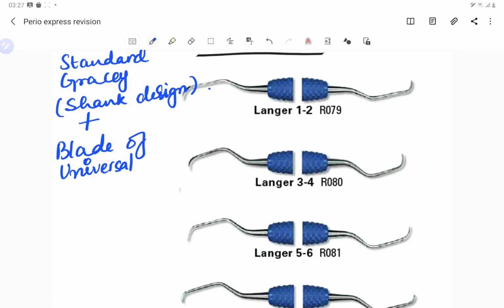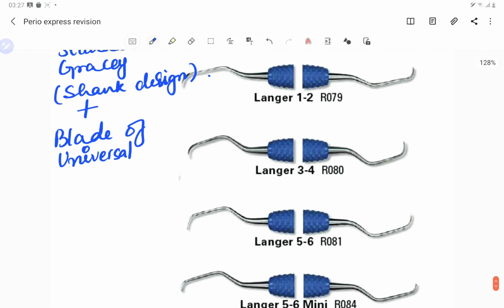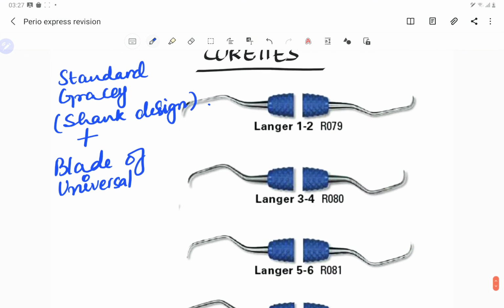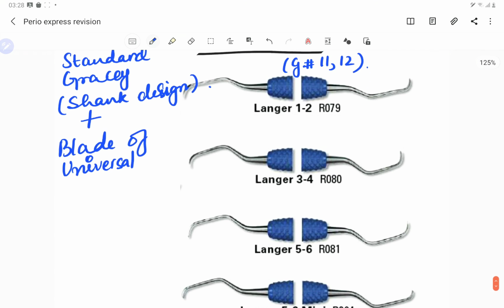Right, very easy. So the standard shank of standard design of the Gracie plus 90 degrees angle of the blade of the universal curette. So that makes a Langer and the mini Langer. So it has got 1, 2, 3 and 4. So Langer 1 and 2 is basically Gracie's 11 and 12. Easy. We just have to remove the first digit, first letter. And Langer 3 and 4 is the Gracie's 13, 14.